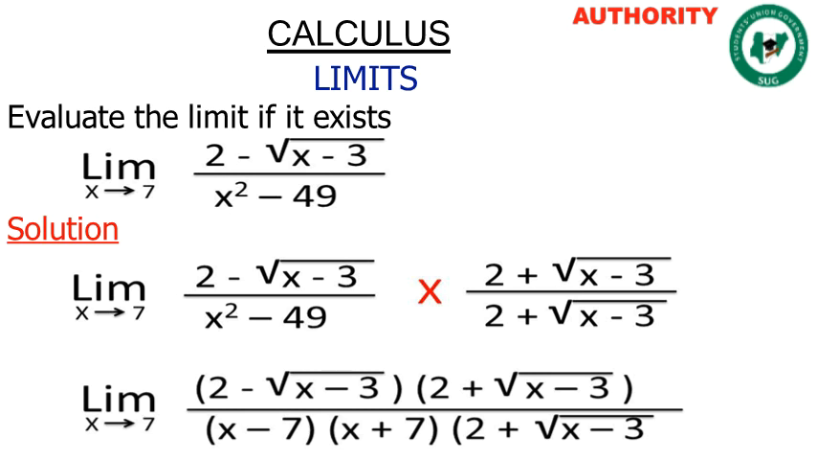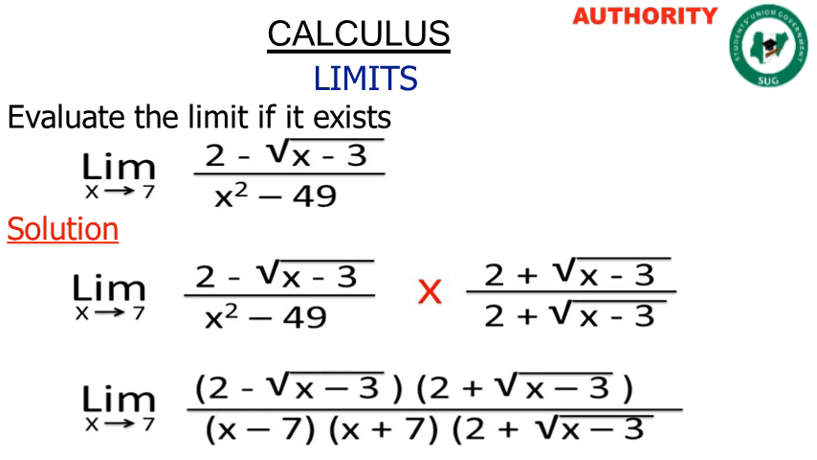In our numerator, we have (2 minus the square root of x minus 3) and (2 plus the square root of x minus 3). If you perform this operation, we are going to have 4 minus (x minus 3). If you don't understand this, please watch our tutorial on conjugate operation so you understand better.